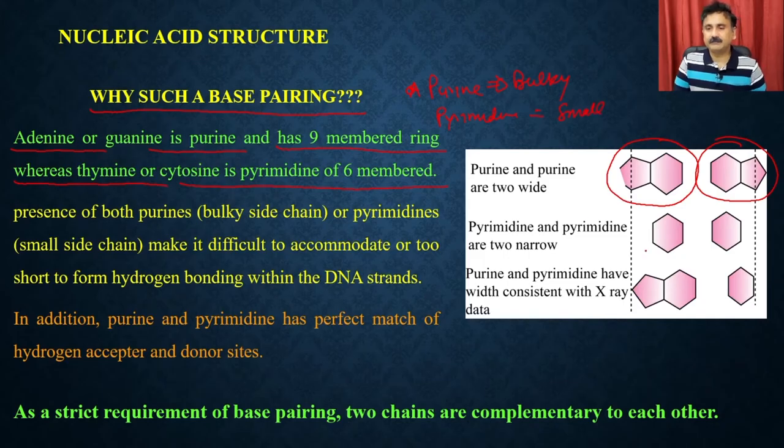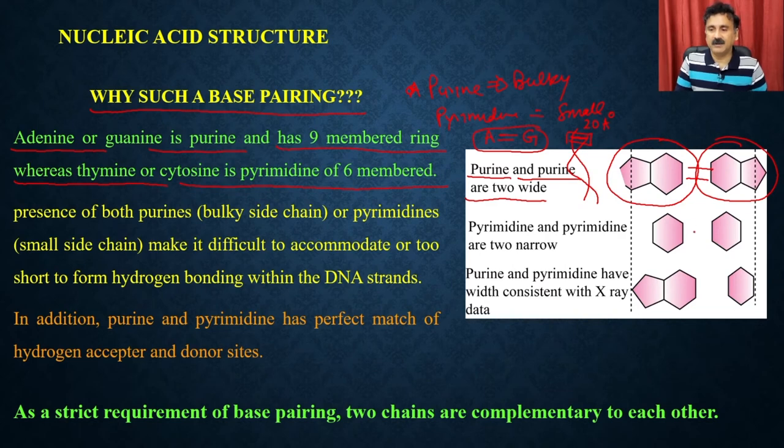Compared to the purines, if you keep two purine molecules, for example A and G, they are going to be very wide. They will have steric hindrance between the two molecules, because you know that the DNA runs as a double helical structure. The width of this strand is already fixed, and that width is 20 angstrom. So it cannot accommodate any kind of distortion. If you have two purines, the space between them is going to be so narrow that they will not form bonds, and they will not be accommodated.